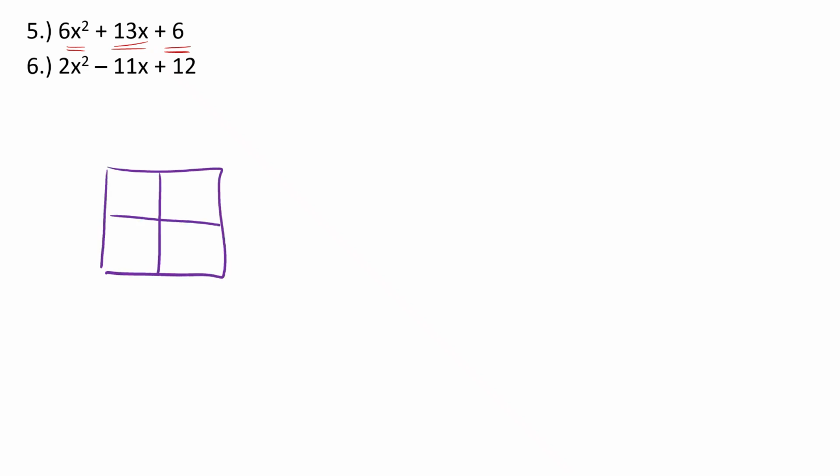So we're going to put the 6x squared in the upper left and the 6 in the lower right. And then we'll do our 6 times 6, which is 36. And we're going to be looking for two factors of 36 that add up to 13.